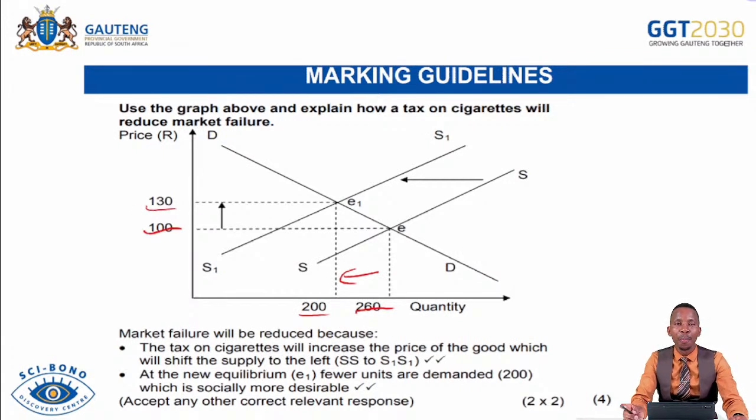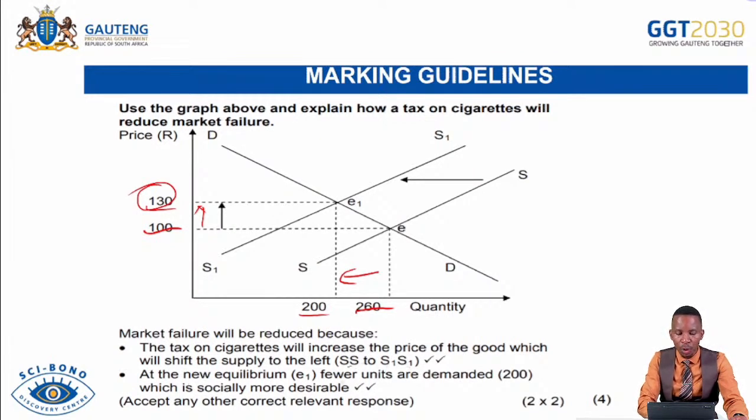That means now people are starting not to demand most of the cigarettes because they are fully aware of the externalities that it contains. Also, it is more expensive to consumers. So consumers that cannot afford it might abstain from taking cigarettes. So market failure will be reduced because the tax on cigarette will increase the price of the good, which will shift the supply to the left, S to S1.